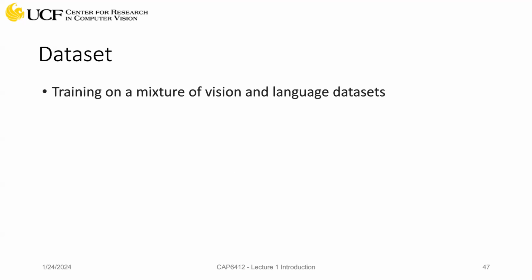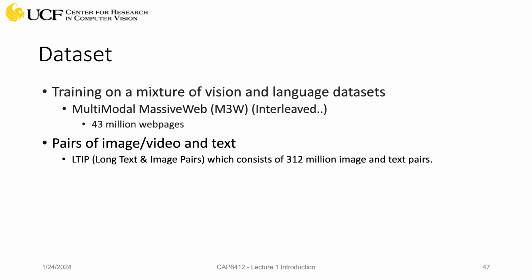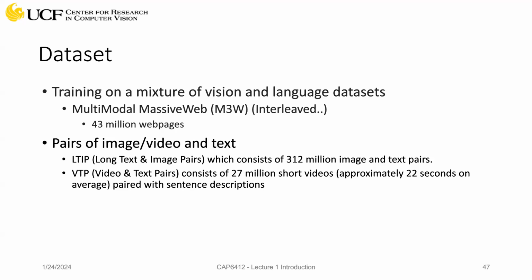So in this one, they train on a mix of vision and language data sets. They look at an interleaved multimodal massive website collection of 43 million web pages. Then they also look at pairs of image and video with text. One is called LTIP, which consists of 312 million image and text pairs. The other is called VTIP, which consists of 27 million short videos, about 22 seconds on average, with sentences. So that's their data set.